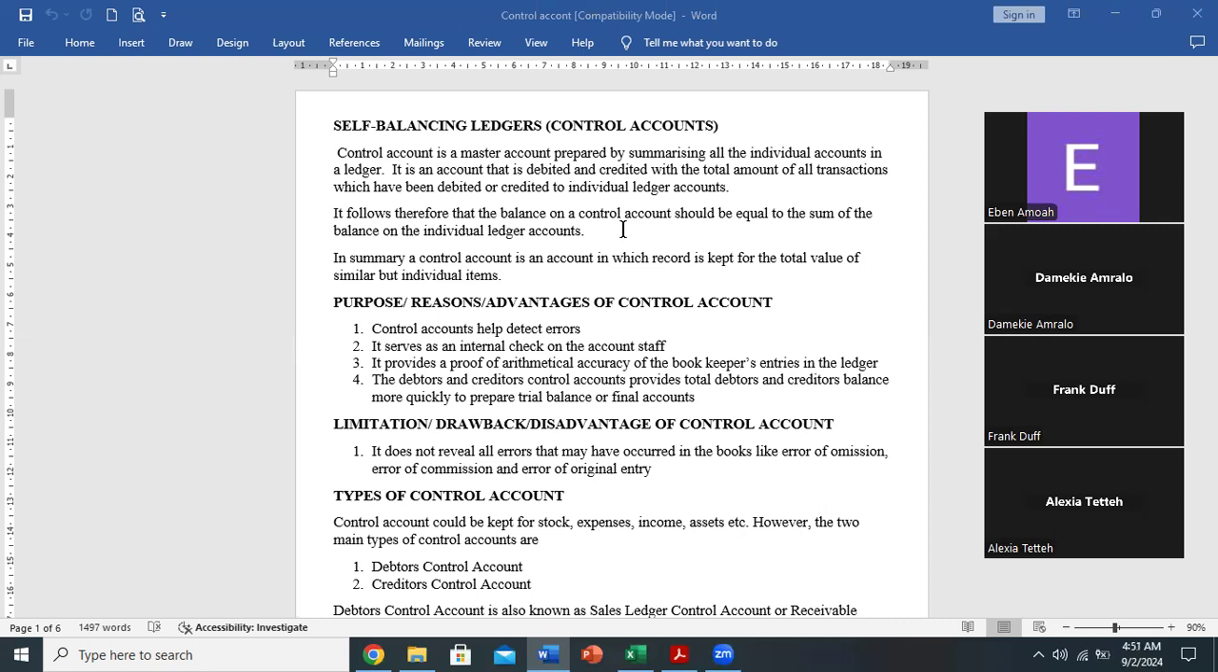Thank you very much. Okay, so pause there for me. So the whole idea about control account is summarizing. We want to summarize the individual accounts in a particular ledger into one account.